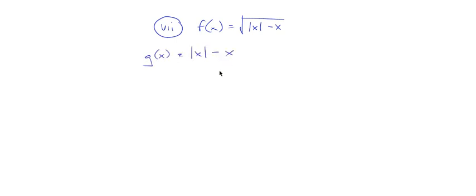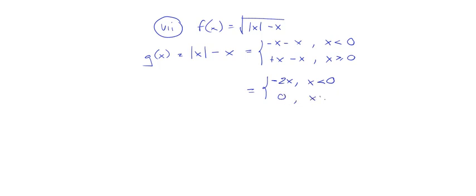Now, 7. f of x is the square root of the absolute value of x minus x. So let's start. g of x is the absolute value of x minus x. So now we know that the absolute value of x is minus x when x is smaller than 0, and x when x is greater or equal than 0. And then you subtract x from this expression, and you end up with minus 2x if x is smaller than 0, and 0 if x is greater than 0. So this g of x is something like this. It's negative with a slope of 2 and then 0. So this is g of x.